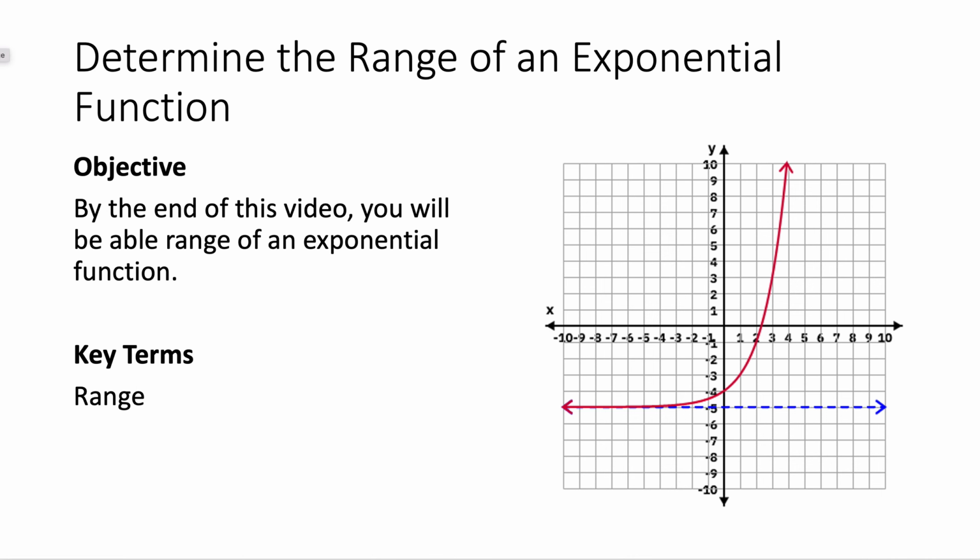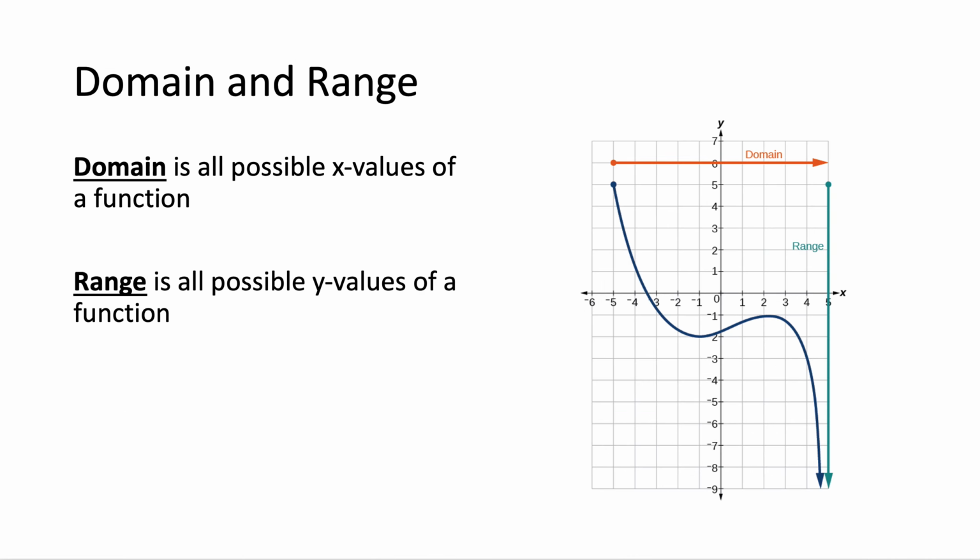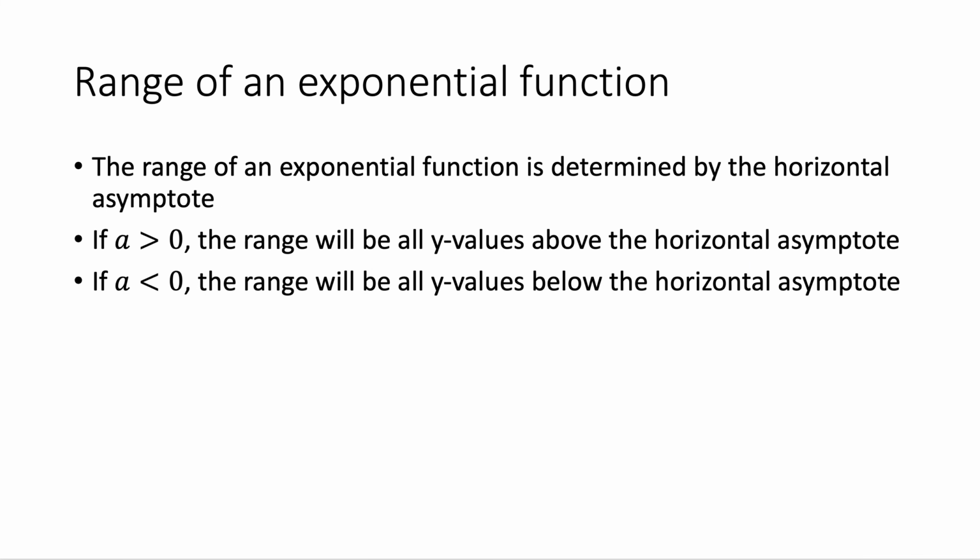Let's talk about how to determine the range of an exponential function. So remember we talked about domain and range. Domain is all the possible x values of a function. Range is all the possible y values. So the range of an exponential function will be determined by the horizontal asymptote.